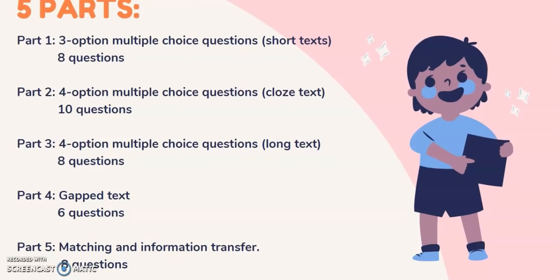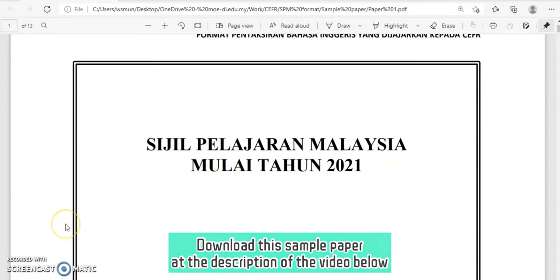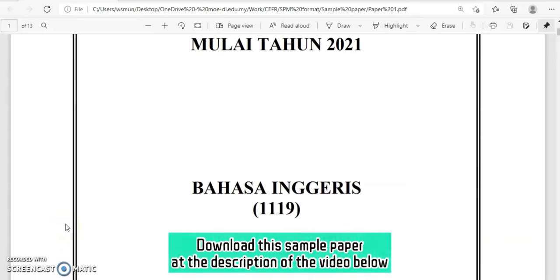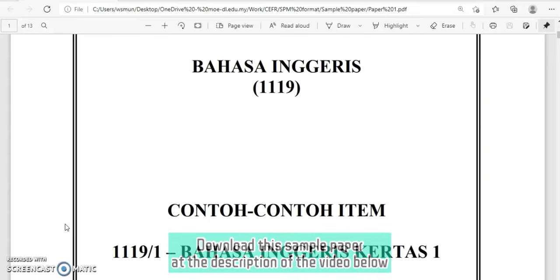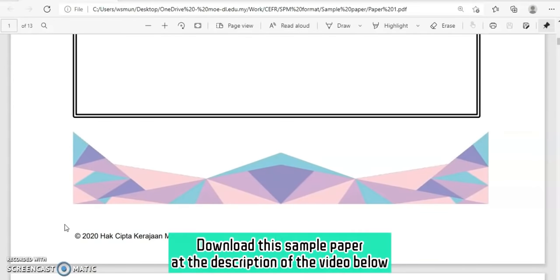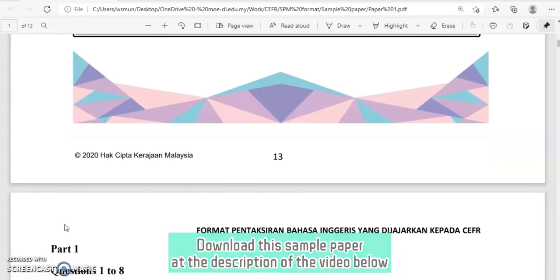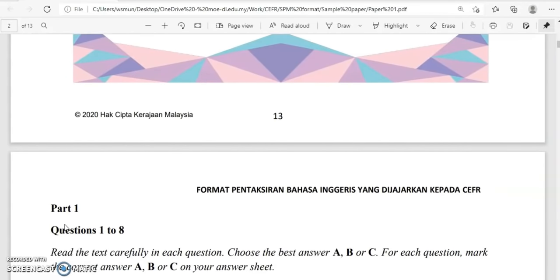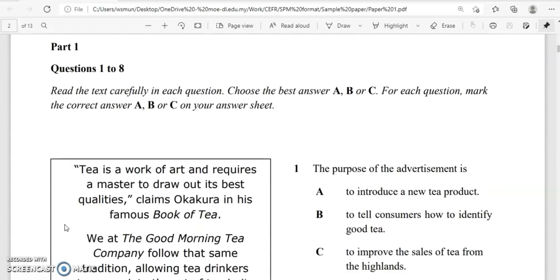Now let's look at each part in details. This paper that I'm showing you now is a sample paper published by SPM, which is Lembaga Peperiksaan Malaysia. This is to give us a clear guideline for the new format. Now let's look at Part 1 first.